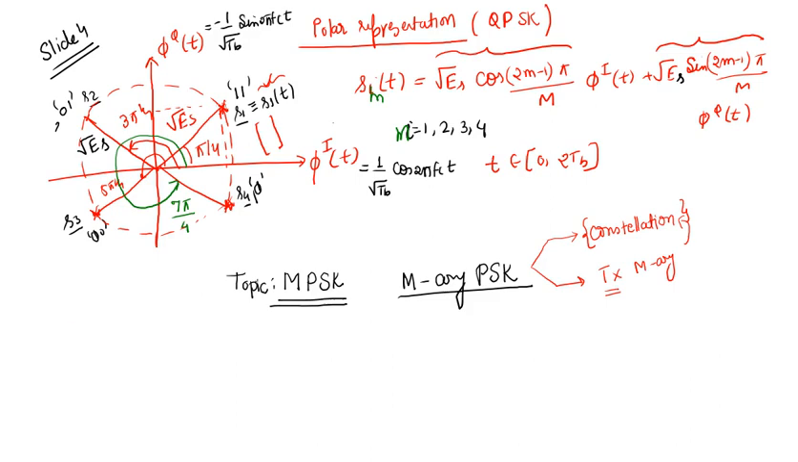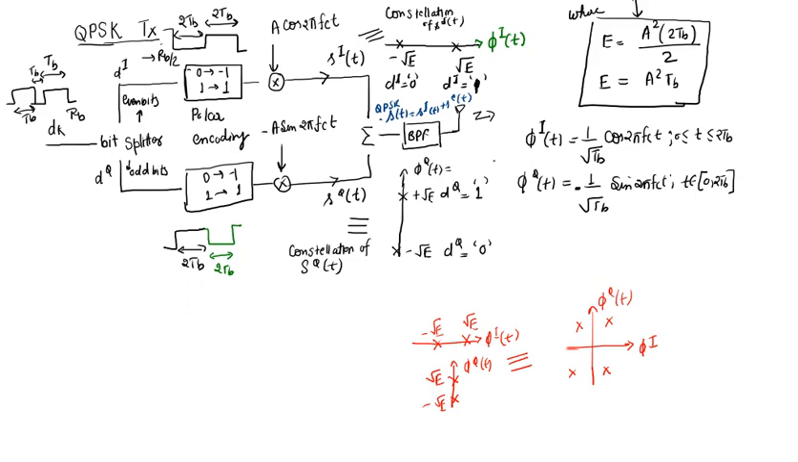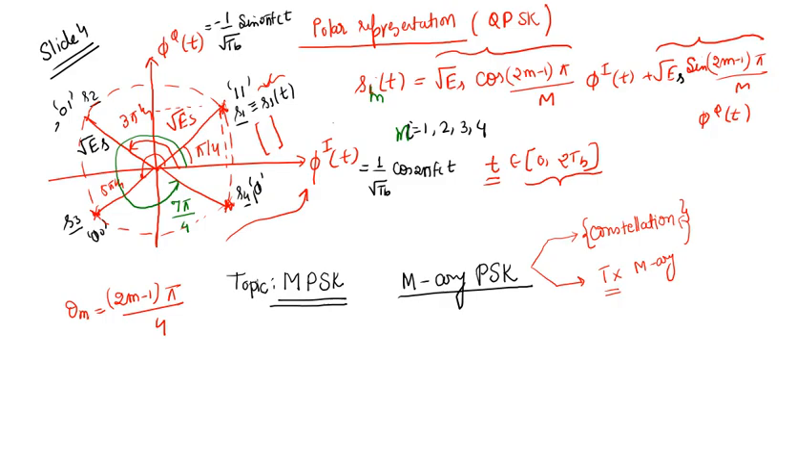Or you can write theta m is (2m minus 1) pi by 4. We are only talking about QPSK currently, and the duration of this signal is from 0 to 2Tb. Remember, I told you in the transmitter that both the in-phase signal and the quadrature-phase signal become 2Tb long, and this complete QPSK signal carries 2 bits of information, and therefore its duration is 2Tb. So this is the polar representation. You can note it down.